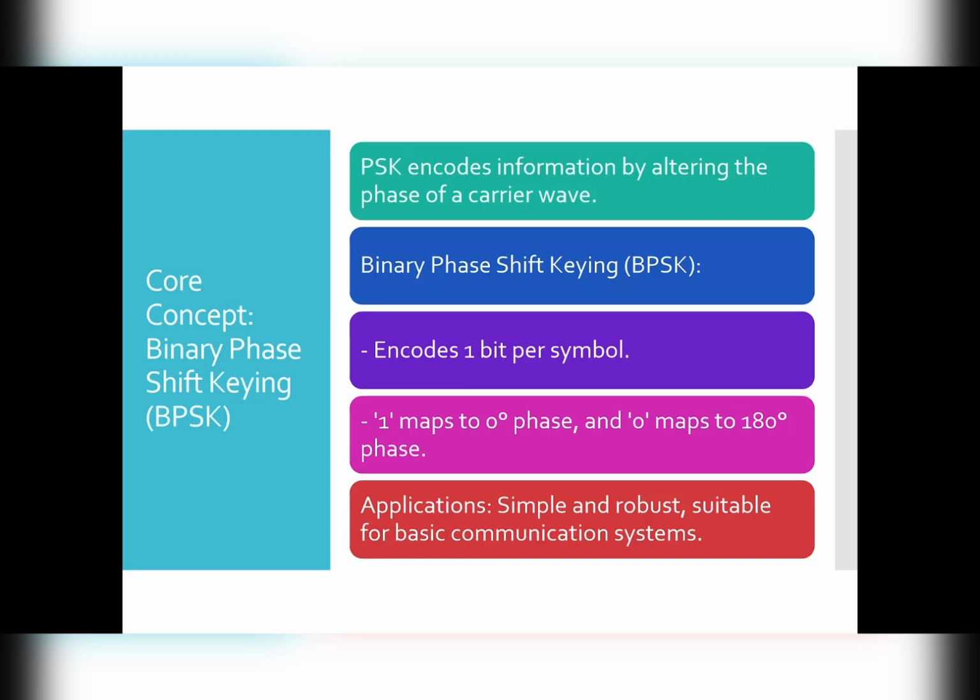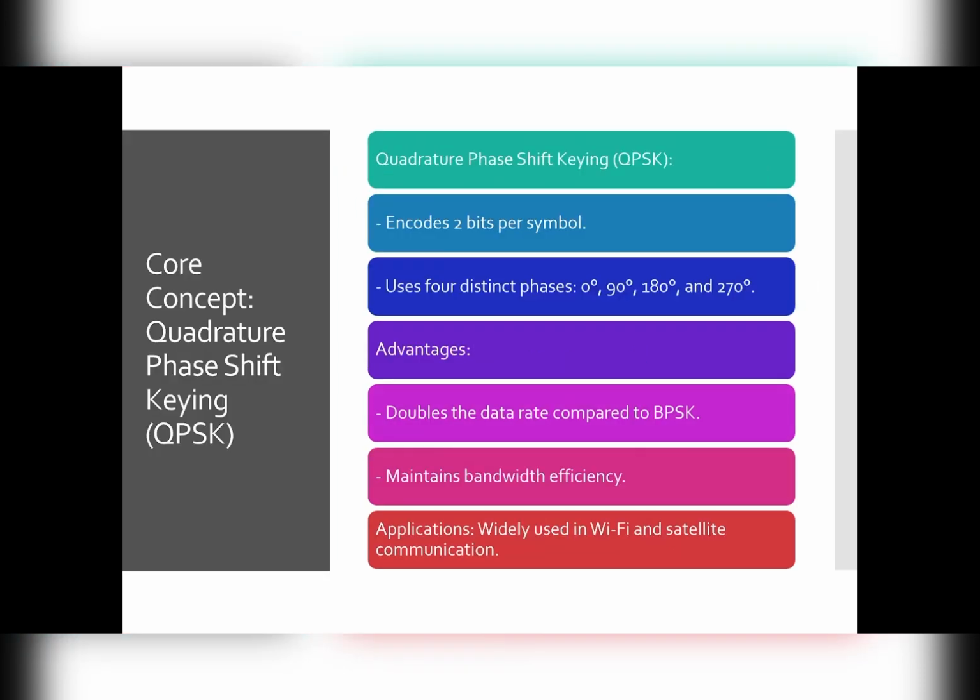Now let's take it a step further with quadrature phase shift keying, or QPSK. This method encodes 2 bits per symbol by using 4 distinct phases: 0 degree, 90 degree, 180 degree, and 270 degree. With QPSK, we double the data rate compared to BPSK while maintaining the same bandwidth. This efficiency makes QPSK popular in applications like Wi-Fi and satellite communication.